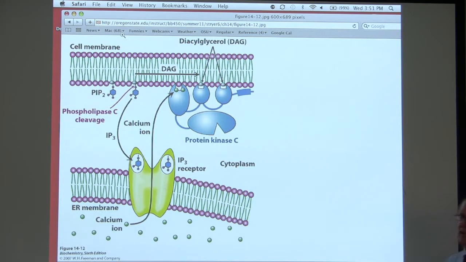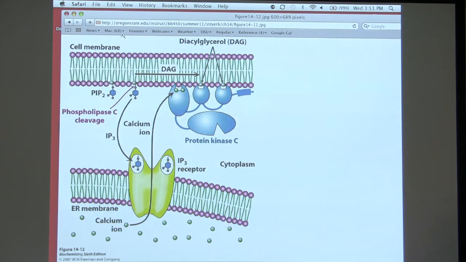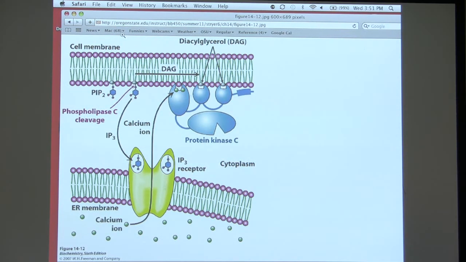The combination of these two binding to protein kinase C allows protein kinase C to start phosphorylating target proteins and affecting their activity, turning some of them on, turning some of them off. Ultimately, these target proteins will exert a physiological response. Does that help? Does that make sense?